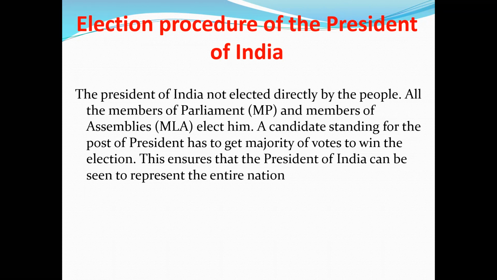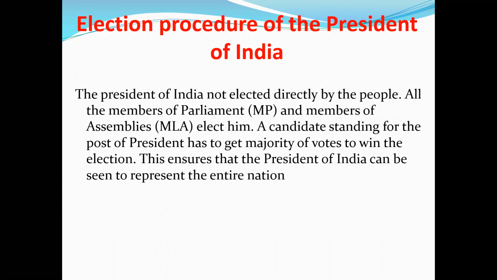In our country, the President is elected, but in an indirect way. इसको हम डायरेक्ट इलेक्ट नहीं करते, इनडायरेक्ट तरीके से इलेक्ट किया जाता है. All the members of Parliament, both houses, Lok Sabha and Rajya Sabha, and the members of state assemblies, MLAs, elect him. For example, there are 545 members in Lok Sabha and 250 members in Rajya Sabha. So 545 and 250 and state assembly members, MLAs also elect the President of India. वो सभी वोट करेंगे तब वो इलेक्ट होगा.